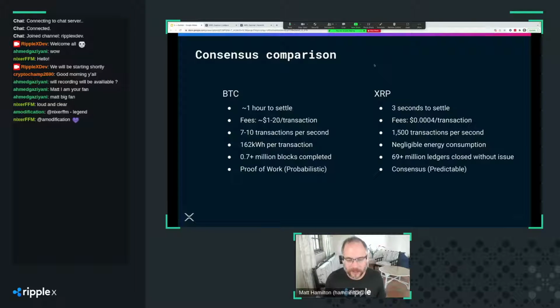And the XRP ledger is now, 69, it's actually now up to 70 million ledgers closed without issue. And like I said, it's a predictable consensus mechanism. So the transactions go through in 3 to 4 seconds. You're not sitting there waiting to work out, is it in the next 10 minutes? Is it 20 minutes or whatever, an hour with Bitcoin?